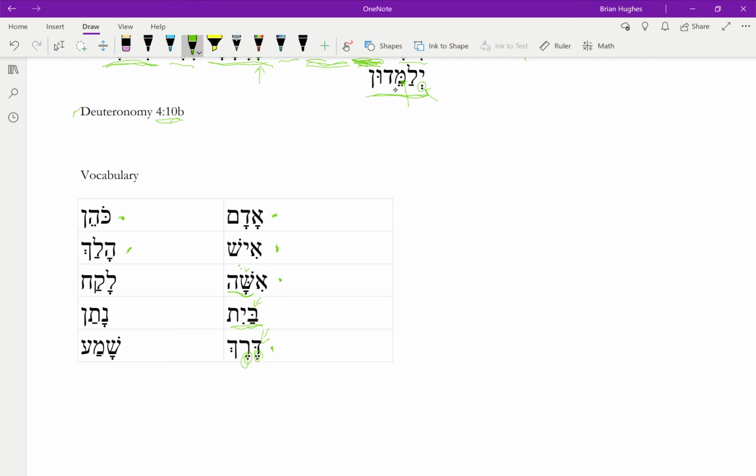Halach. He walked or he went. This is a fun one. Lakach. To take or seize. He took, he seized. Natan. He gave or presented. Shama, which is he heard. And as the note Furtado has underneath that on page 26, it could also mean obey. We can talk about that.